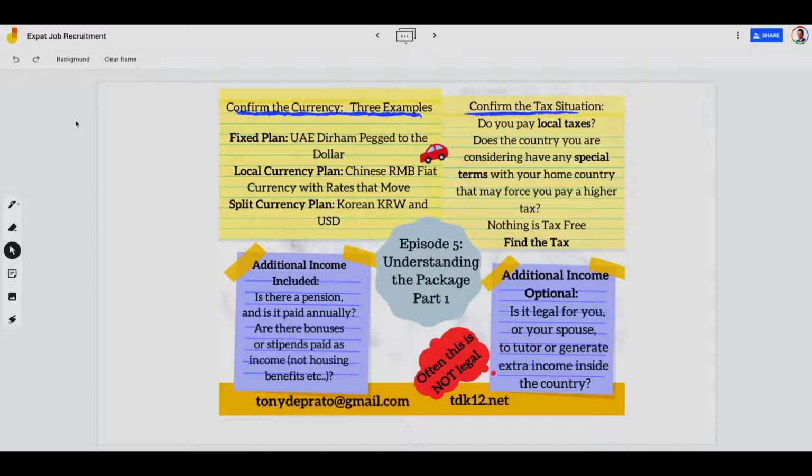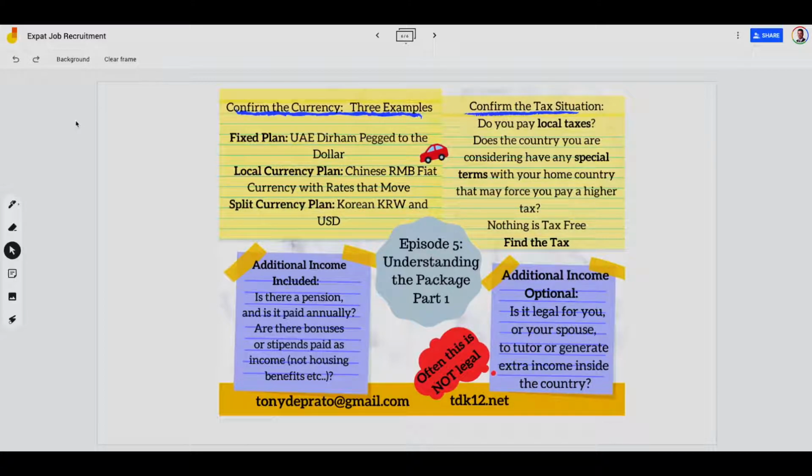Third type of plan, the split currency plan. These are great if you can get one. In my opinion, these are absolutely the best if the school offers them. So in this situation, for example, in Korea, there are schools that have two bank accounts for you. One is a Korean won account and one is a US dollar account. And they'll tell you that 70% of your money is in US dollars if you're a US citizen or whatever. They have different ways to do it. And 30% will go into local currency. This is why that is amazing.